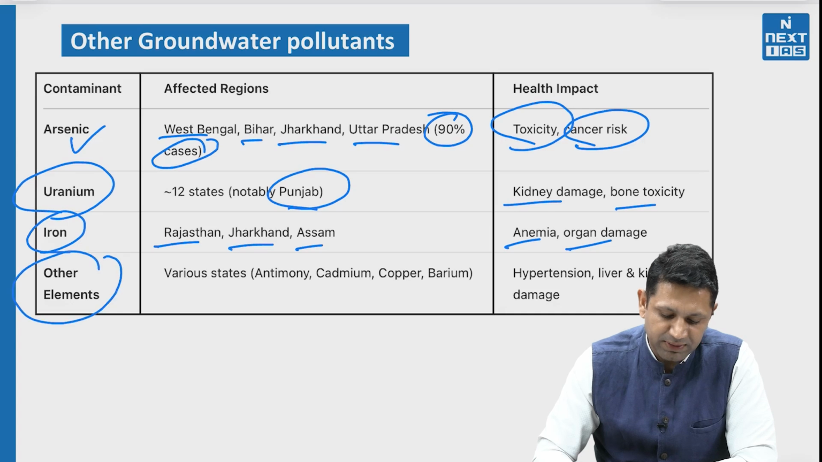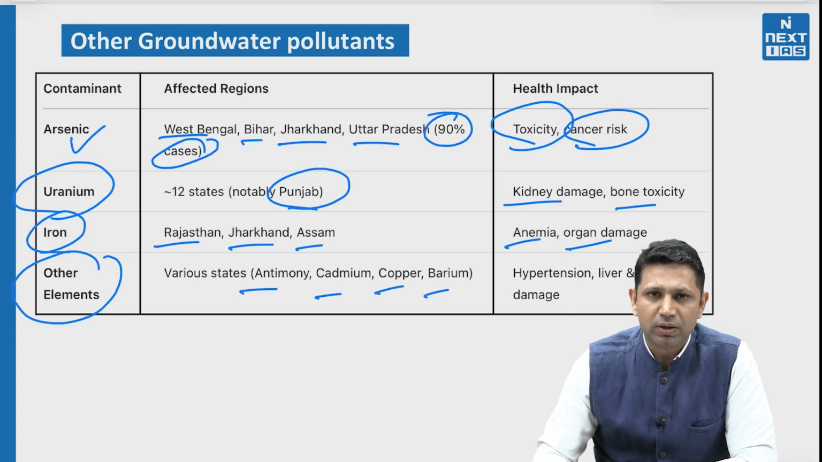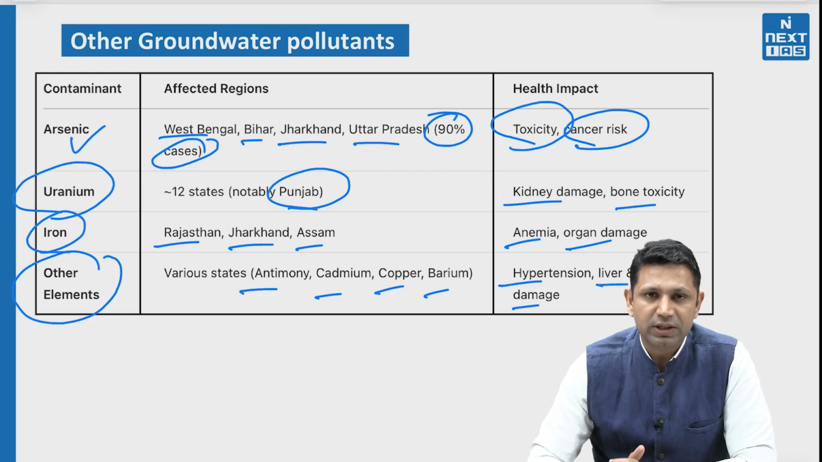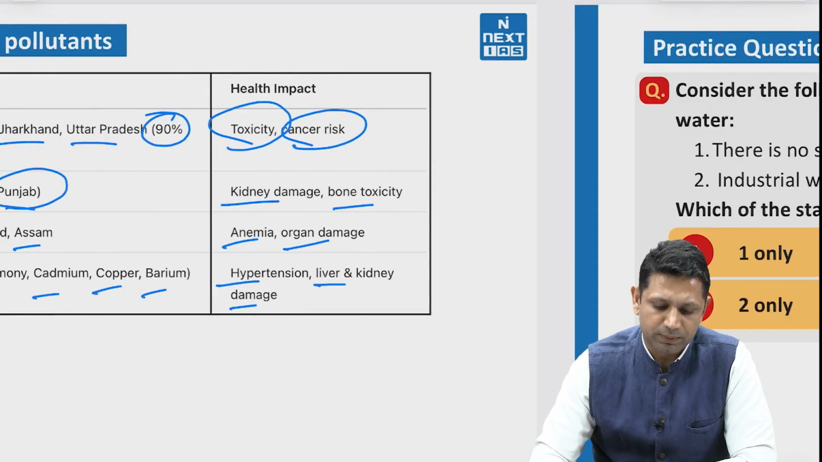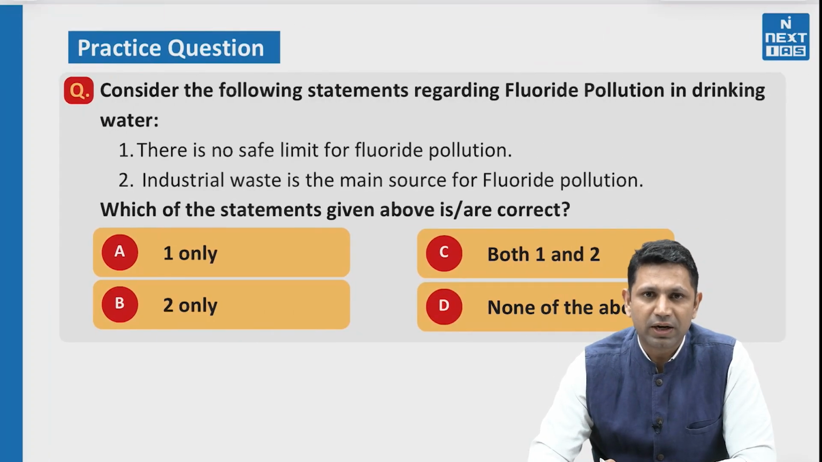And lastly, other elements like antimony, cadmium, copper, barium, they also are the cause of groundwater pollution. They can lead to hypertension, liver and kidney damage. So these are the other pollutants which affect our groundwater. Now, based upon the discussion, you can attempt the MCQ and post your answers in the comment box.